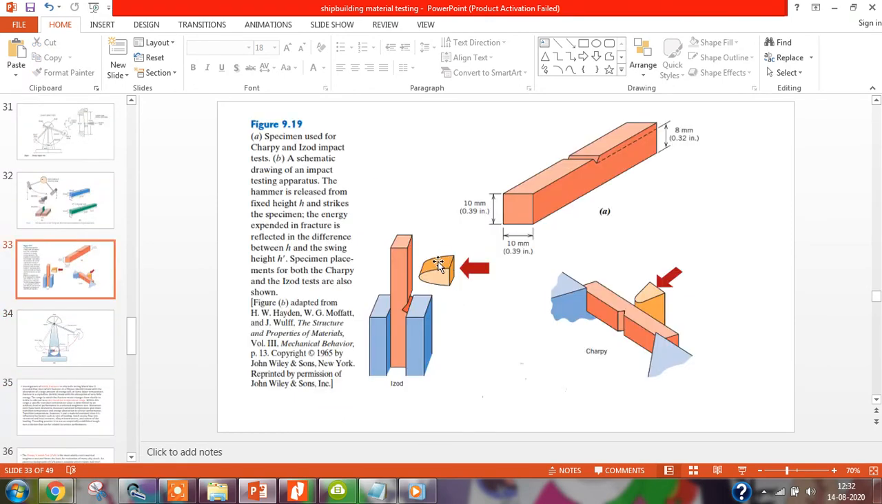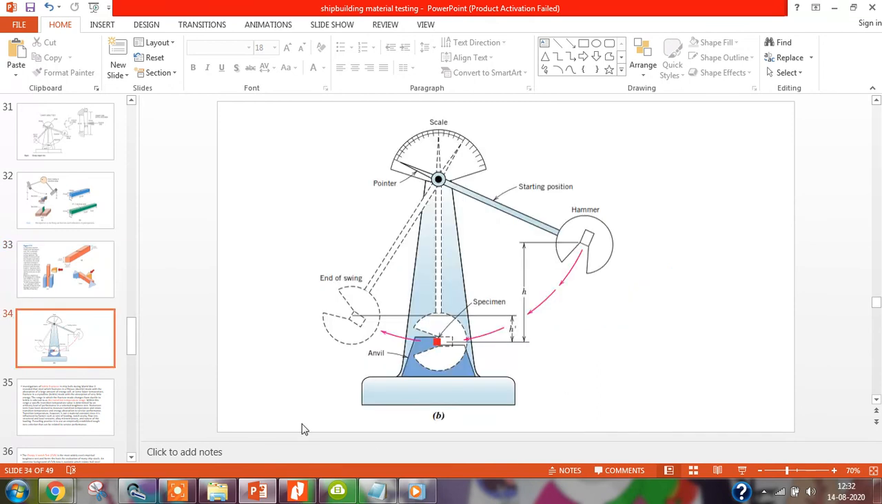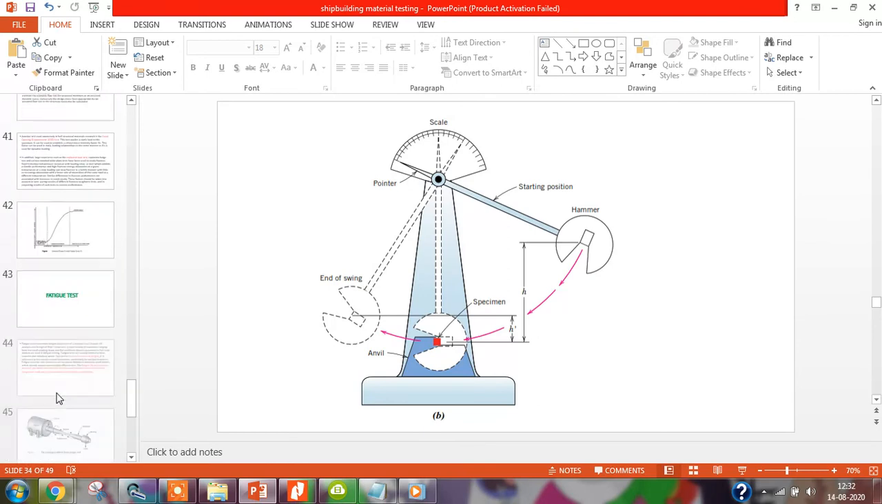See this yellow color object is your striker. Striker is a huge mass, but the front part of the striker will have a sharp edge. Can you see? The notch is on the other side, the striker is hitting on the other side. Clear? You can call striker or hammer. So it is going to hit the specimen. Specimen is the red color. It is going to hit the specimen, break the specimen, and it is going to go like this. Understood?